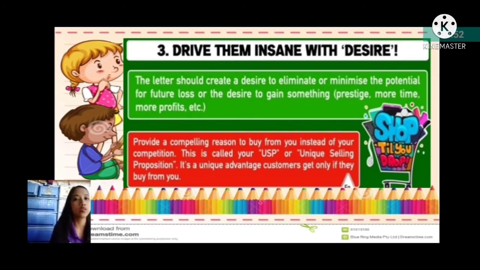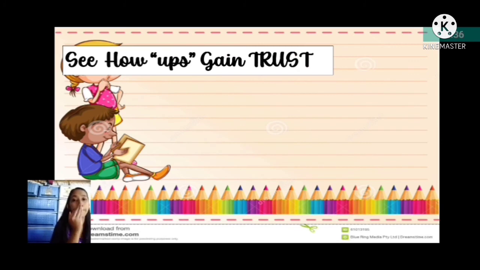Drive the reader with desires. The letter should create a desire to eliminate or minimize the potential for future loss, or the desire to gain something: prestige, more time, more profits, and so on. For example, Domino's became a market leader with their promise of 30 minutes or free. See how that promise gains trust.